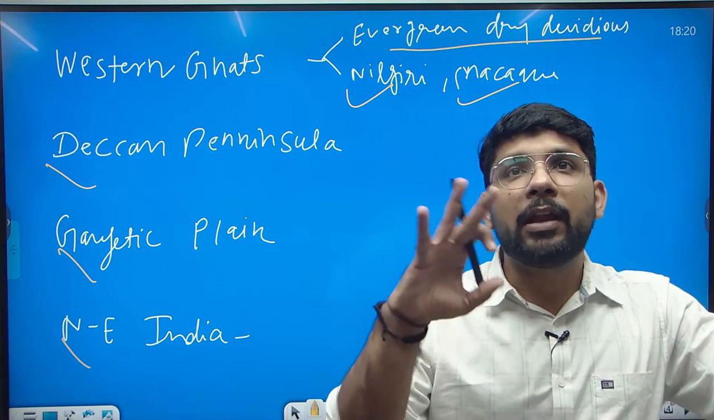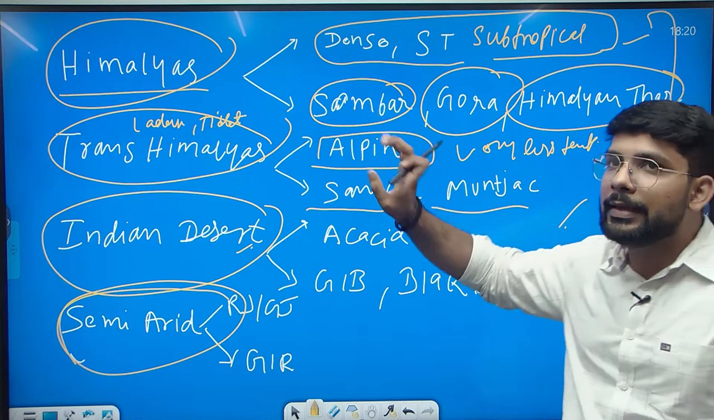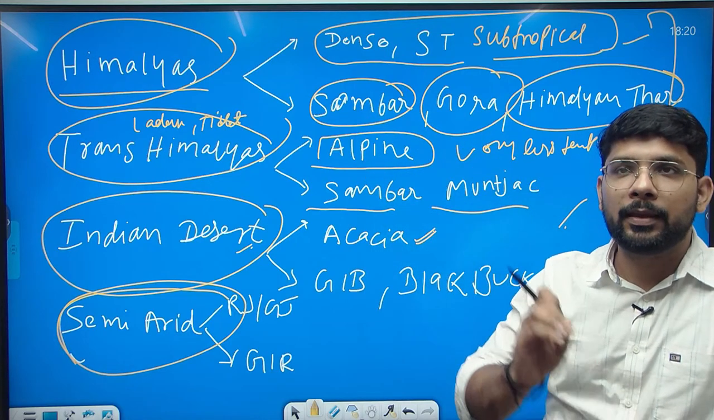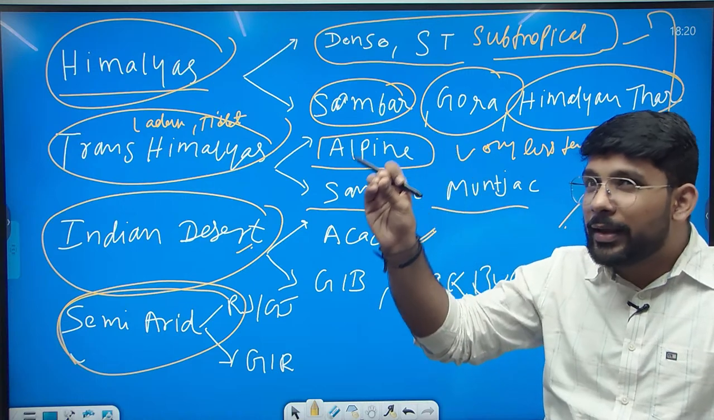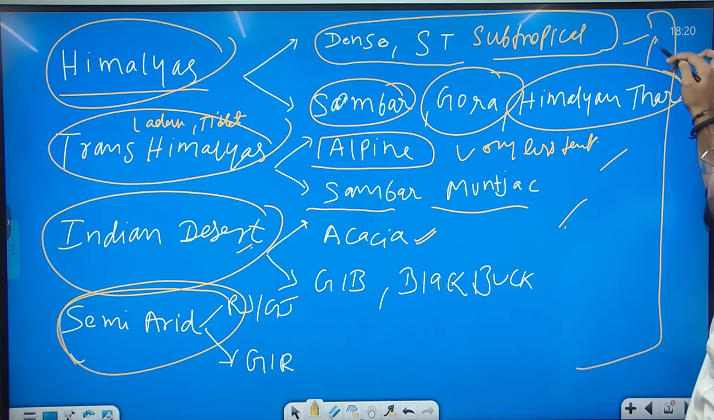So this is the requirement of the first part of the question. You need to write about the regions with their flora and fauna examples. And then you can list down 6-7 regions, because this is a 15 marker question.